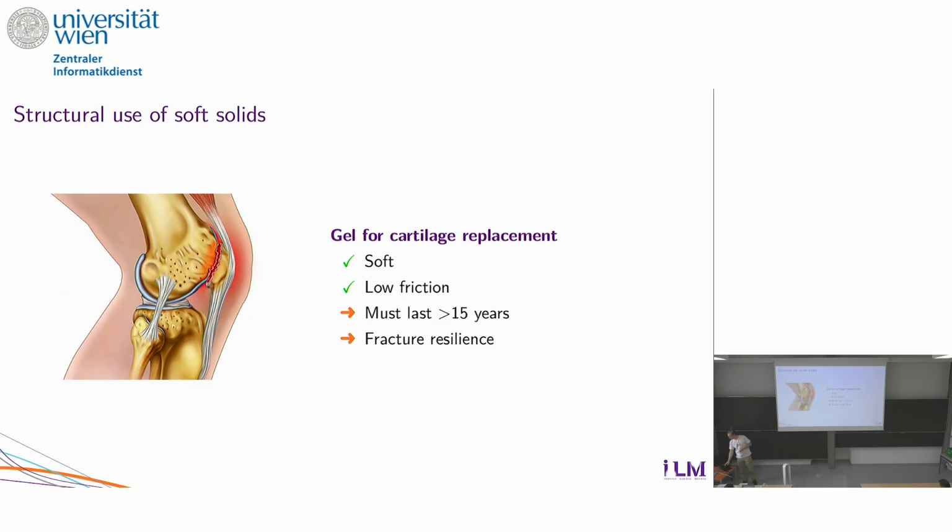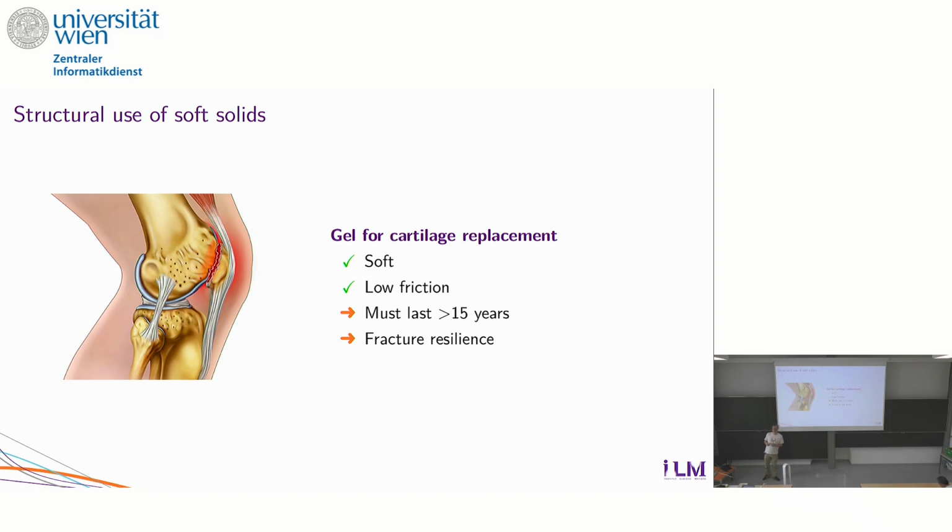And so why would we need such soft solids? I will just give you an example. As a structural material, you would need that, for example, in your body if you wanted to replace cartilage. So this is a soft part of your body. You want to have something that is mostly as soft as this, otherwise your body will react in a different way. Also, you will need low friction, and gels usually have very low friction.